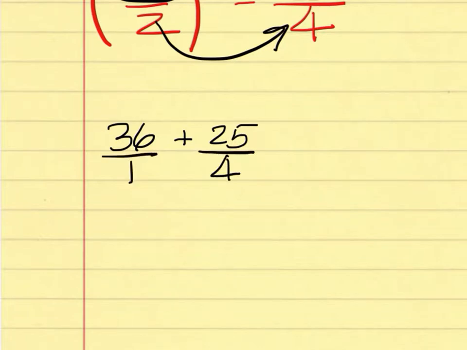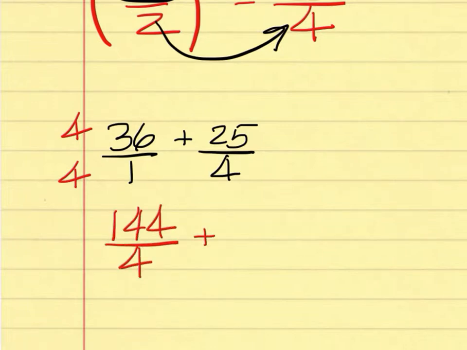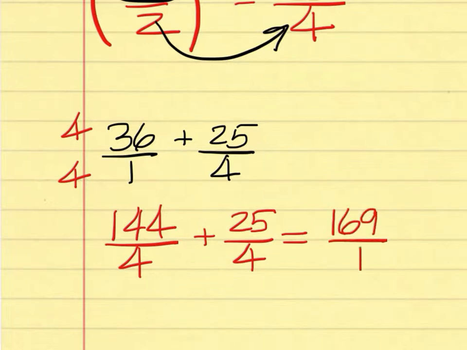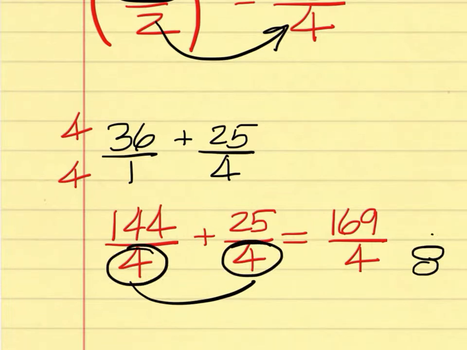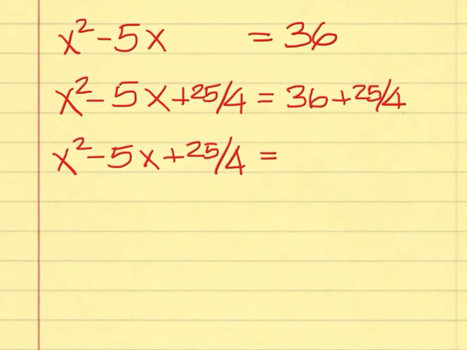To get a common denominator of 4, I would have to multiply this and this by 4. 36 times 4 is going to be 144. And you have a denominator of 4 on the bottom. 25 over 4 stays the same. 144 plus 25 is 169 over 4. When you add fractions with like denominators, you do not add the denominators to get an 8. It stays 4. So we came up with 169 over 4 for the right-hand side.